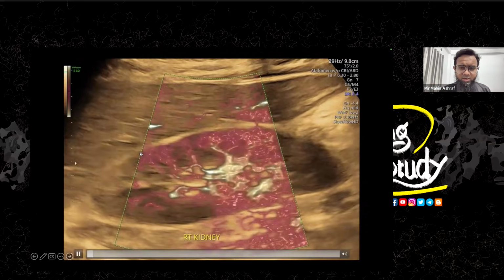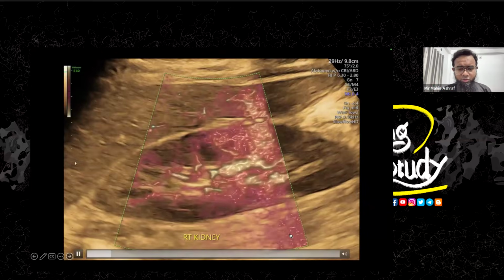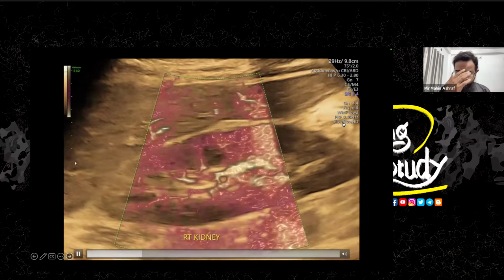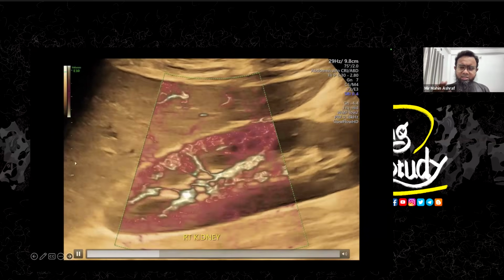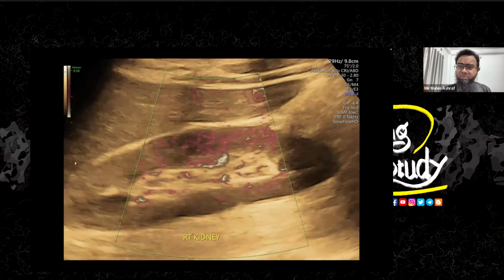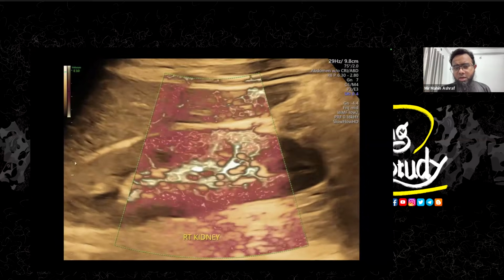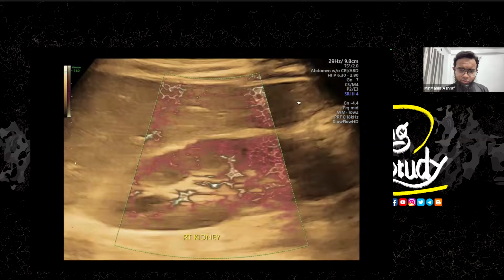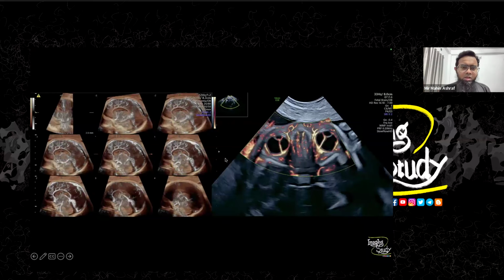Here you can see the kidney. I put the Doppler here, and this is the Slow Flow HD option in the GE machine. You will get it in the power Doppler option. So I'm using this Slow Flow HD or microvascular imaging to assess the renal vasculature here. You can also use it for cranial ultrasound and even to see the fetal vasculature.